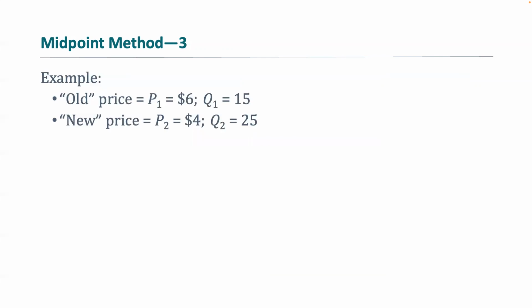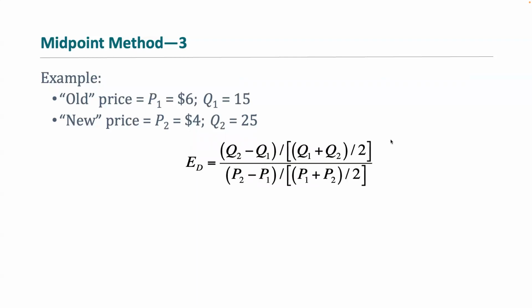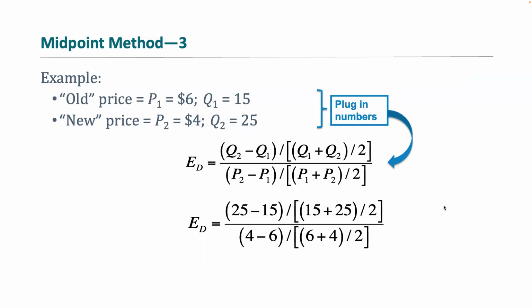Our old quantity, Q1, is 15. The new price, or P2, is $4 and our new quantity is 25. We then take these numbers and plug them into that midpoint formula for the elasticity of demand. And when we do that, this is what that looks like.